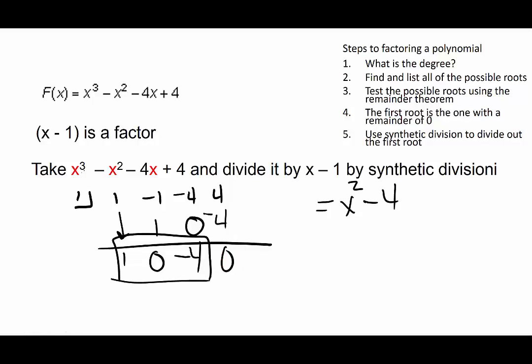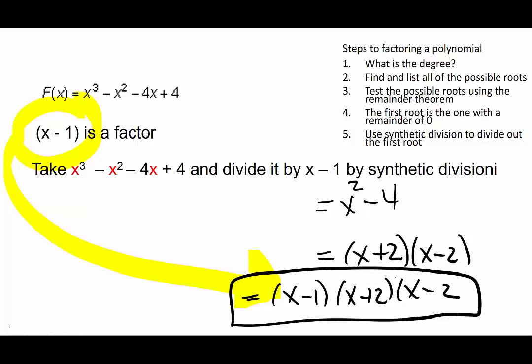So this was x cubed. This becomes the coefficient of x squared. This would be x, and this is the coefficient of my constant term. I divide out the x minus 1, and I get x squared minus 4. x squared minus 4 factors into x plus 2 and x minus 2. Next step, bring the x minus 1 down. So I have factored my polynomial of degree 3 into 3 factored terms.